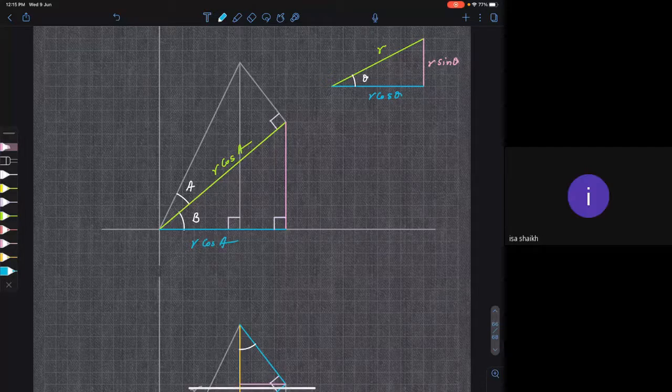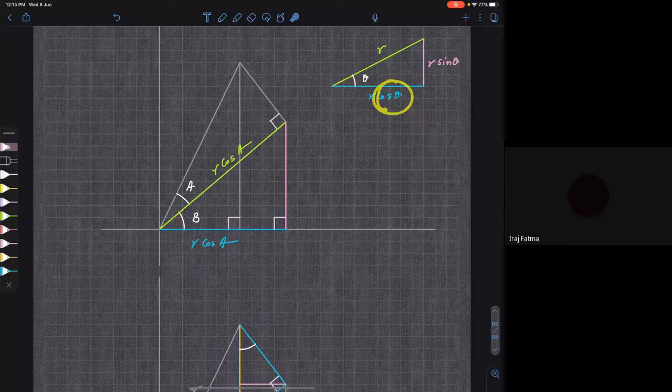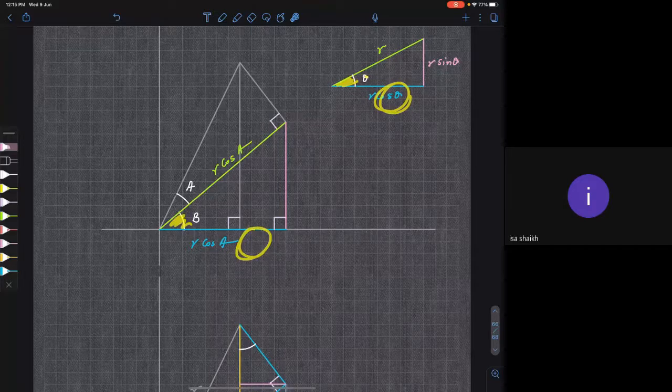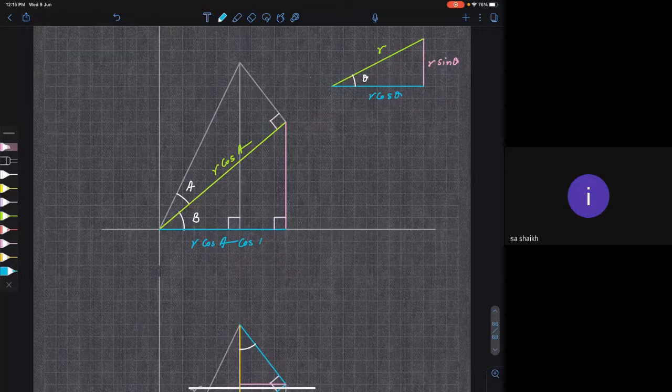Okay. Now tell me, instead of theta, what do you have here? B. So in place of cos theta, what comes? Cos B, because in the triangle, look at the same color. Compare the colors. So instead of theta you have B here, so instead of cos theta you get cos B here. You are getting my point? Yes, sir. And that side is this full blue side.